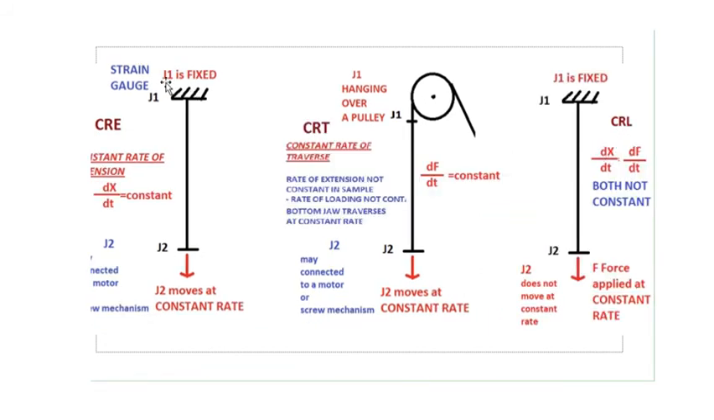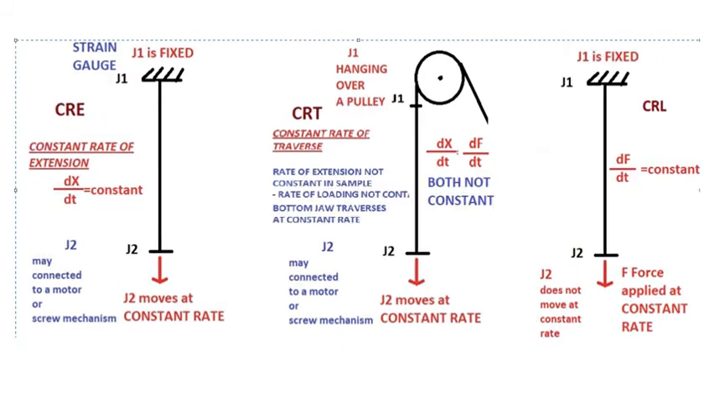understand CRL. In this we can see the three principles simultaneously. The first one we already saw, CRE, wherein dx by dt is constant. X is the extension. So rate of change of extension is constant. dx by dt is constant. x is extension, t is time. So with change in time, the change in specimen length remains constant.